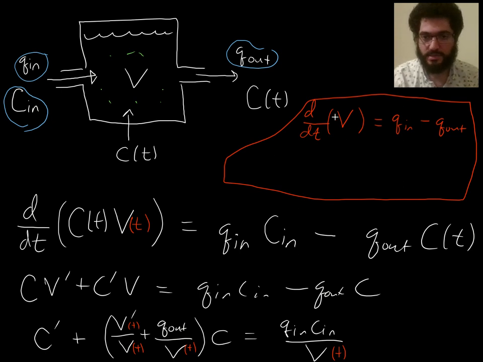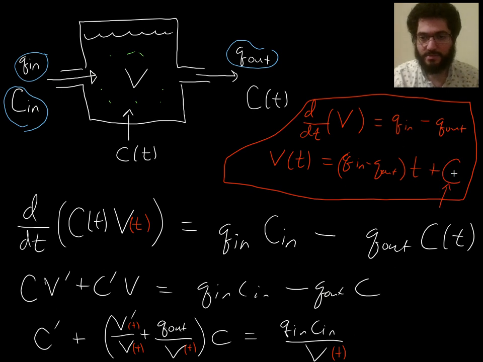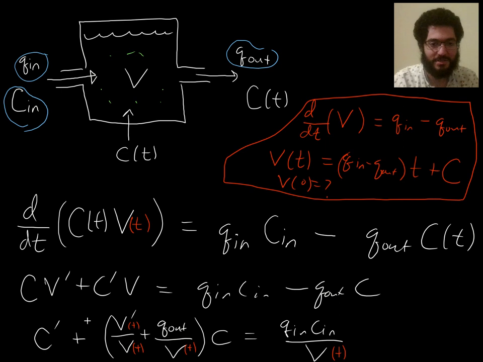Then my differential equation is just the derivative of v equals a constant. So the solution is pretty simple. It's v of t equals q in minus q out times t plus c. And then I have to find out what that c is using initial conditions. So hopefully I'm told what the volume of fluid is initially, and that would help me determine c. So you might have to do a little mini differential equation just to figure out v of t, and then you put it into this other differential equation, and you can rewrite it so that it looks like the standard form for a linear differential equation. Then to solve this, you would use the method of integrating factors.